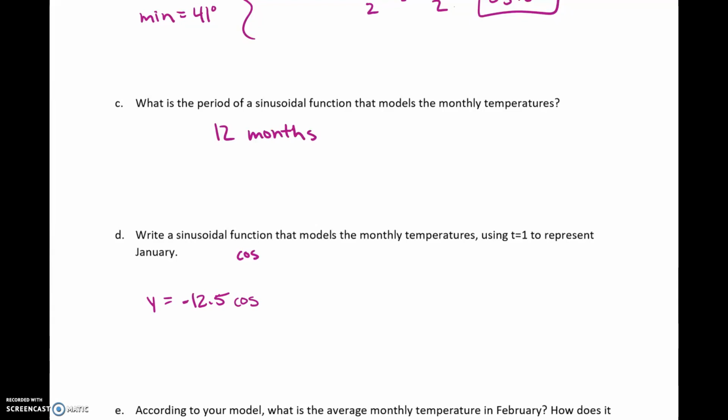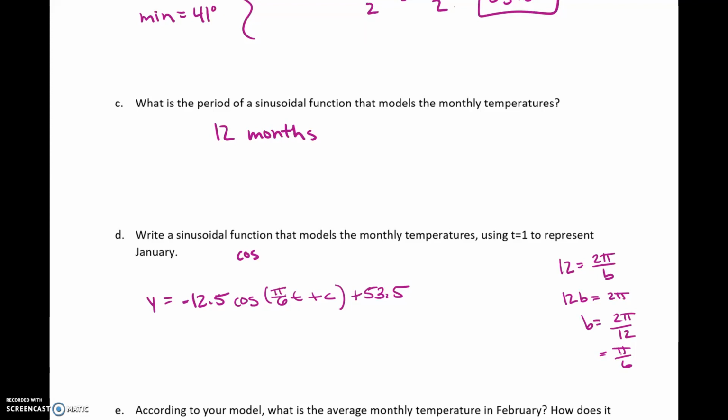Well, B comes from the period, so I'm going to do some work off to the side. The period was 12, so I'm going to set 12 equal to 2 pi over B. I cross multiply, get 12B equals 2 pi. So I'm going to get B to be 2 pi over 12, which reduces down to pi over 6. Then t plus C. We don't have enough information yet to find C, so I'm going to leave it alone and just write C. And then my vertical shift was 53.5, so plus 53.5.